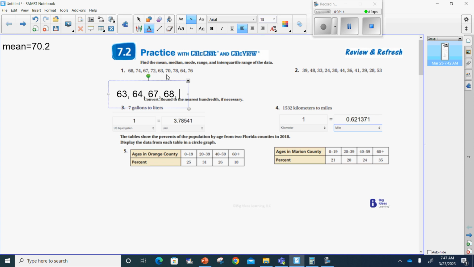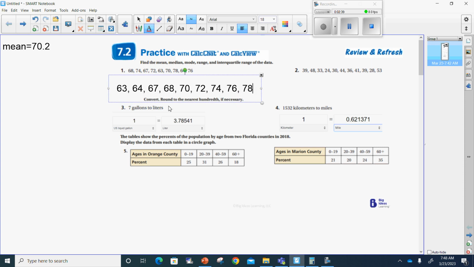And now I'm out of the 60s. Looks like 70 is the next biggest number. Then 72, then 74, then 76 and 78. And that looks like all the numbers. 1, 2, 3, 4, 5, 6, 7, 8, 9 numbers, just like before.